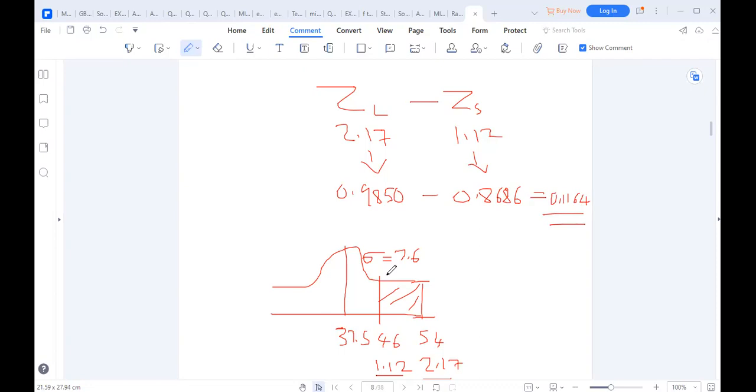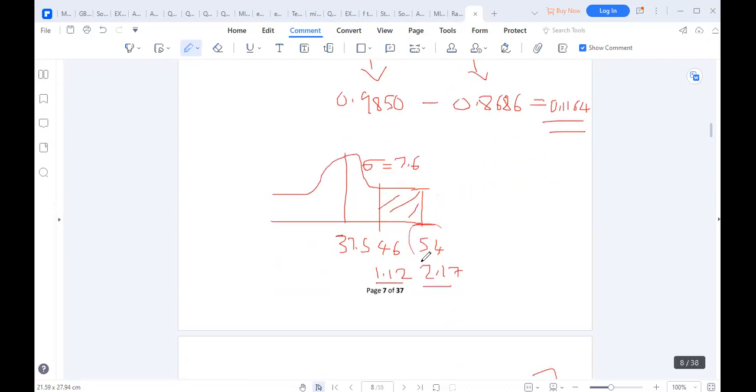Sorry, how did you get 1.12 and 2.17? So we standardize these ones here. For 54, we subtracted 54 minus 7.5 divided by the standard deviation 7.6. Then for 46, we subtracted 46 minus 7.5 divided by 7.6. That's how we found the figures.